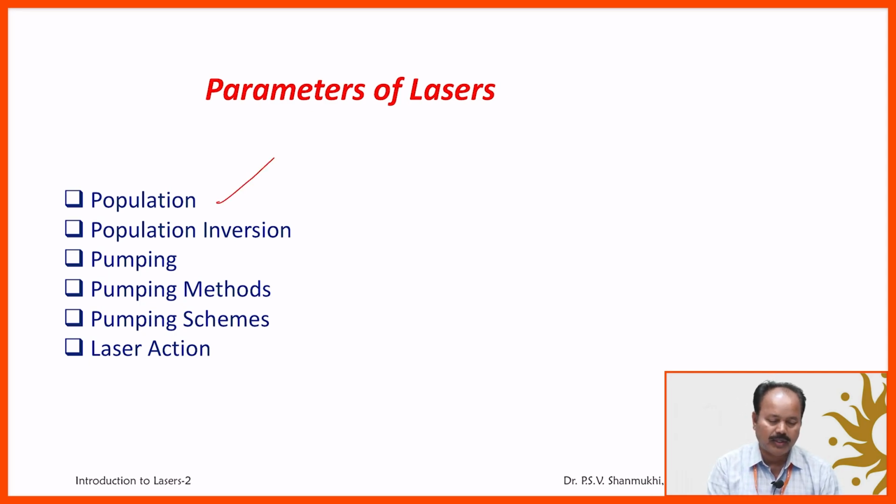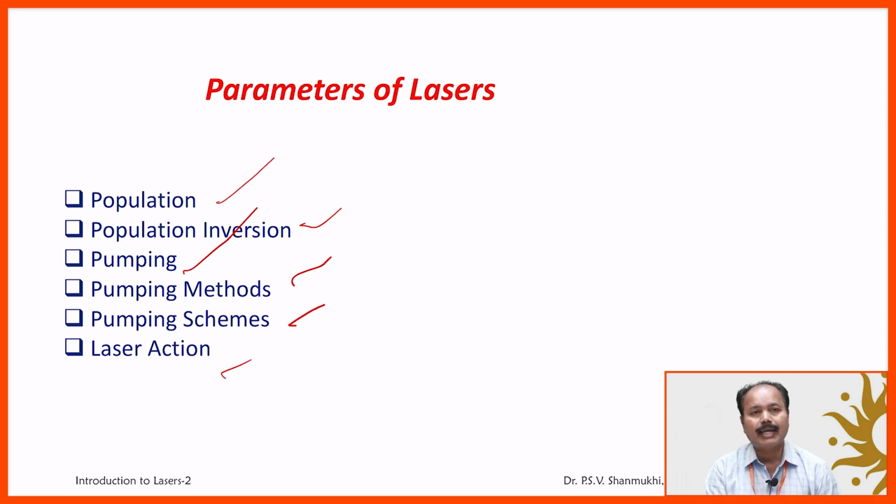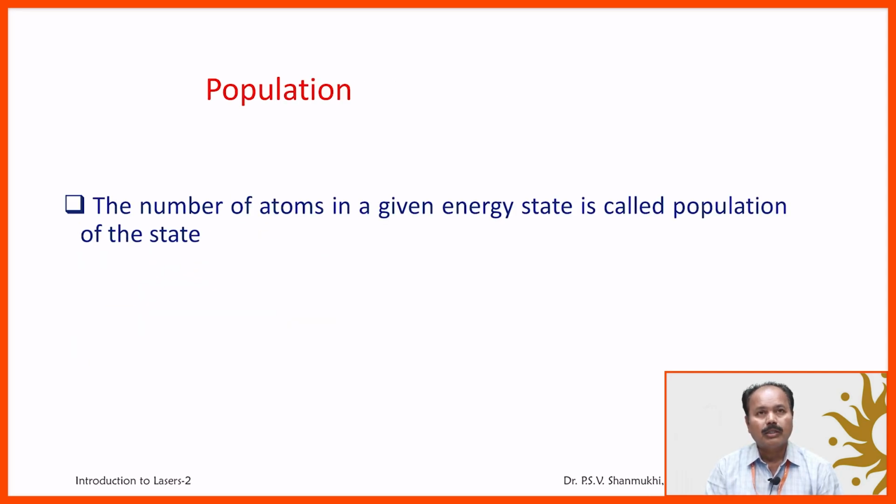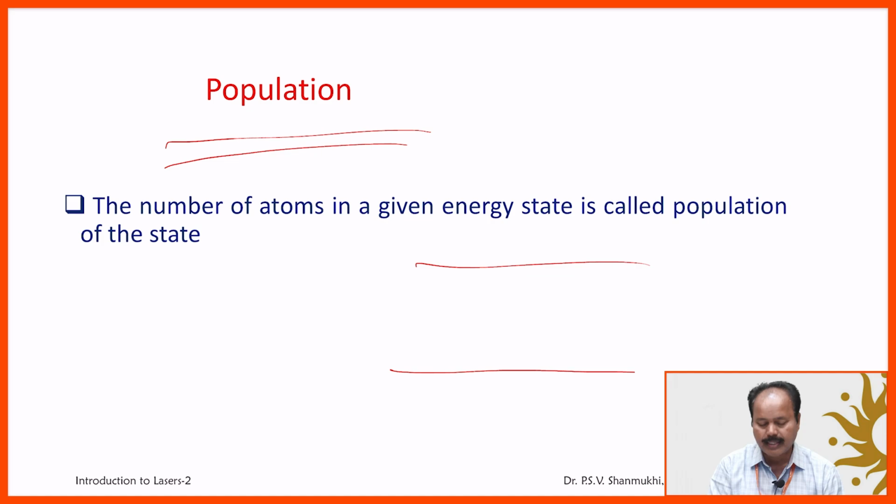Out of them, the first one is population. What is population? What is meant by population inversion? Then pumping methods, pumping schemes, and finally laser action. These things we are going to discuss now. Coming to the first one, what is meant by population? Generally, in this chapter, population means the number of atoms in a given energy state is called the population of that state. For example, two energy states are there.